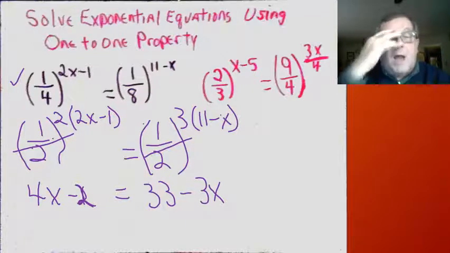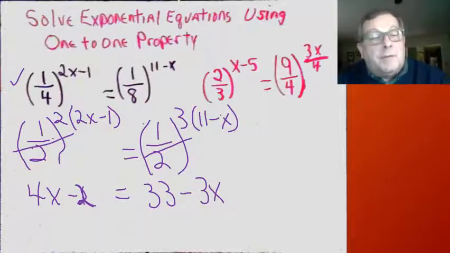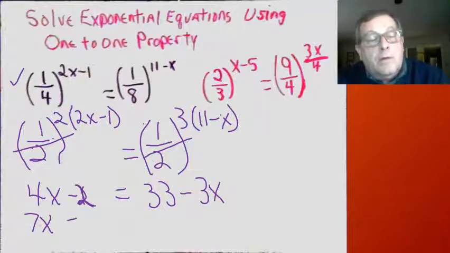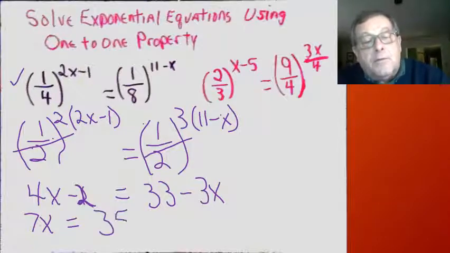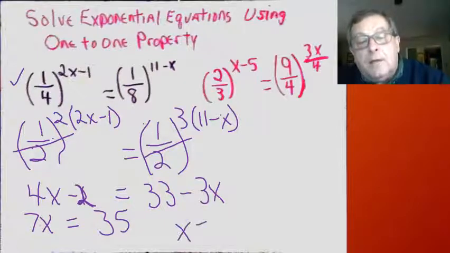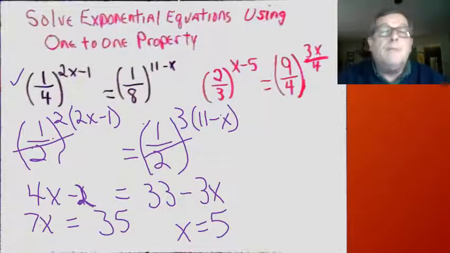All right, so let's combine our like terms. I'm going to add 3x to both sides. That's going to give me 7x over here. And I'm going to add 2 to both sides, and that's going to give me 35. So I've got 7x equals 35, or x equals 5. All right, we took that 1/4 and that 1/8 and made them common bases by expressing the 1/4 as 1/2 squared, and the 1/8 as 1/2 cubed. Did our distribution, combined like terms, isolated the variable, and solved for x.